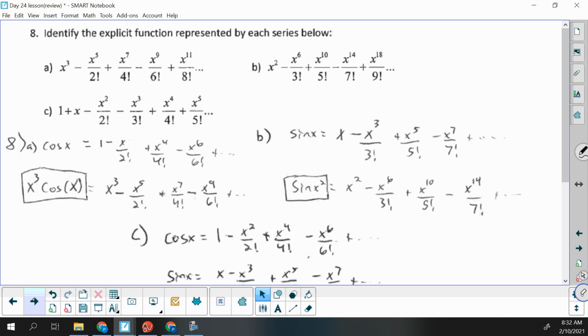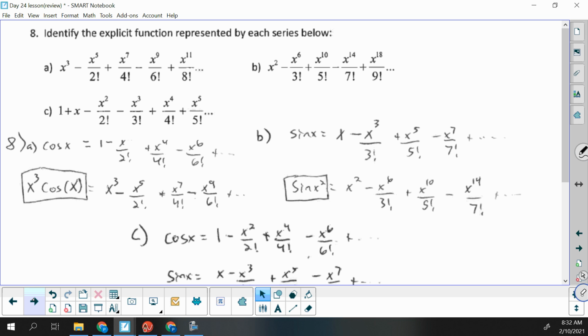In B, we've got all the odd factorials and alternating signs, so we want to think sine to start out. But all of our powers, all those odd powers, are doubled. So we want to fill in x squared where x is, so we end up with sine x squared.